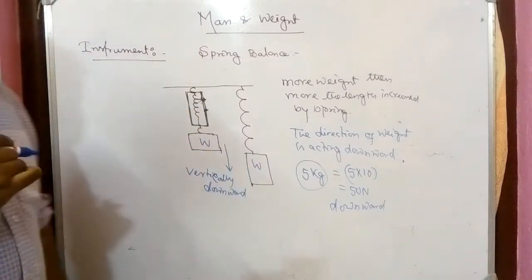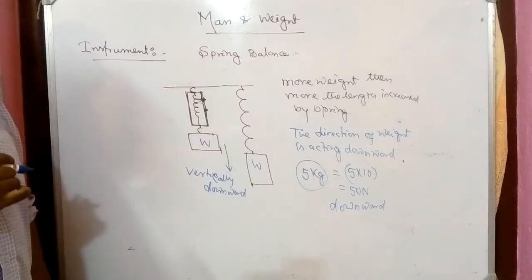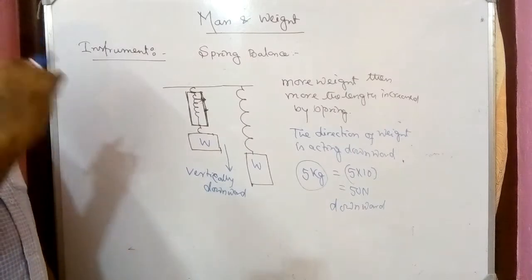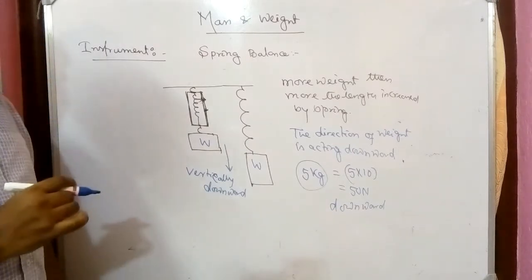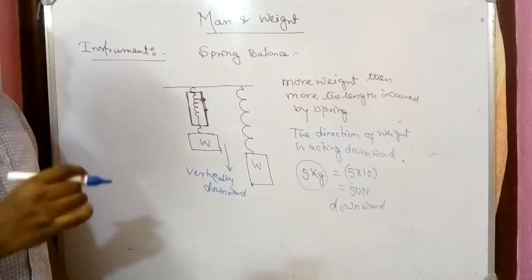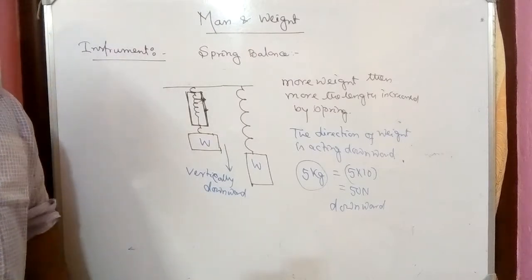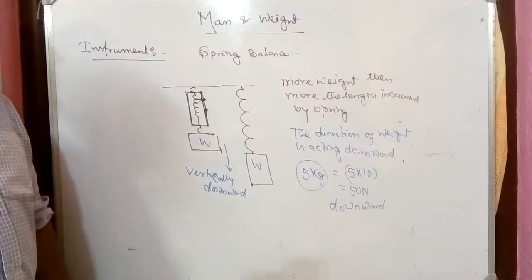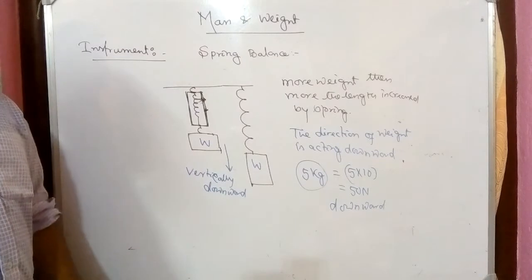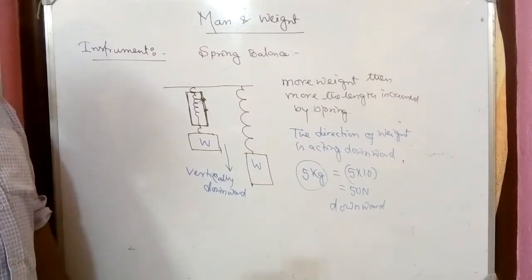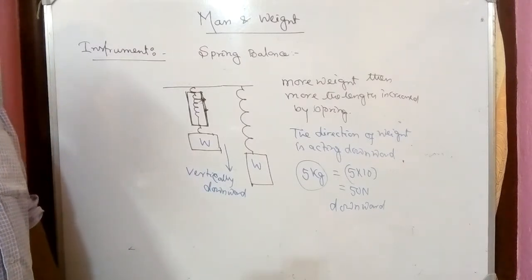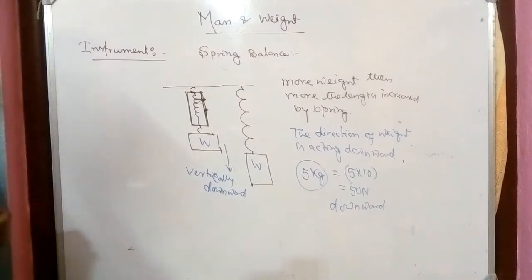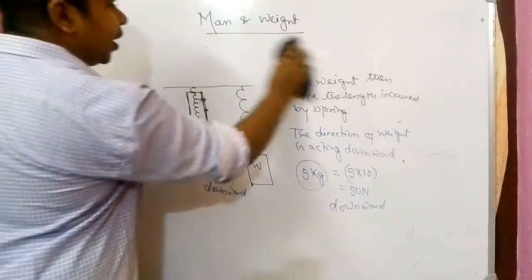But whenever we are talking about weight, the story is different. Weight has a direction, which is acting downward, vertically downward. That is the direction of weight. Now we will go for another thing, that is the gravitational unit of weight.